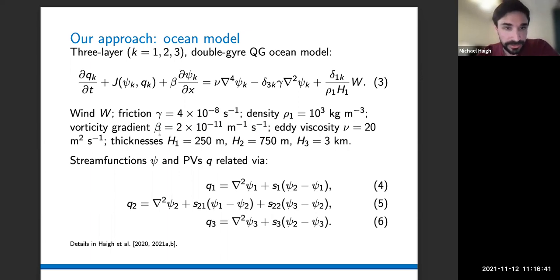Another important detail of the model is that it's 3 layers, and these layers are initialized with isopycnal thicknesses of 250 meters, 750 meters, and 3 kilometers. And then lastly, another feature of the QG model is that to solve the potential vorticity equation, you also need to get the stream functions psi at all times. And we solve those by also solving these elliptic equations for the stream functions at every time step. These stream functions are what define the flow in each of our 3 layers.